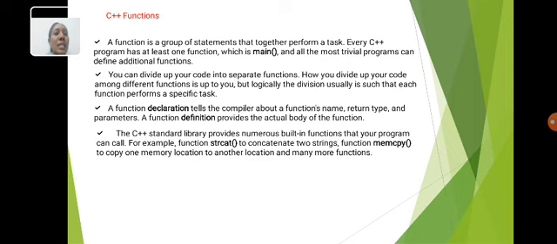A function declaration tells the compiler about a function's name, return type, and parameters. A function definition provides the actual body of the function. The C++ standard library provides numerous built-in functions that your program can call. For example, the function strcat to concatenate two strings, the function memcpy to copy one memory location to another location, and many more functions.